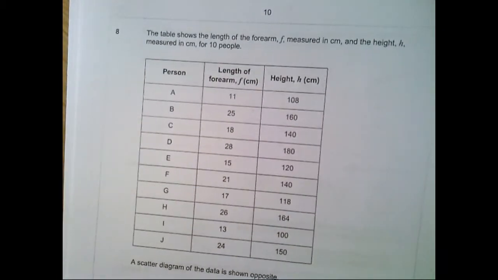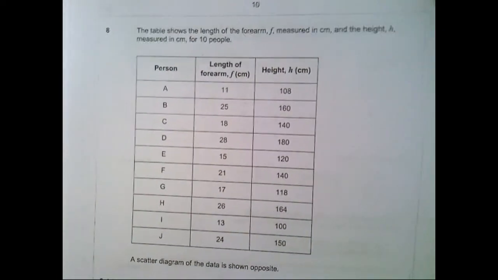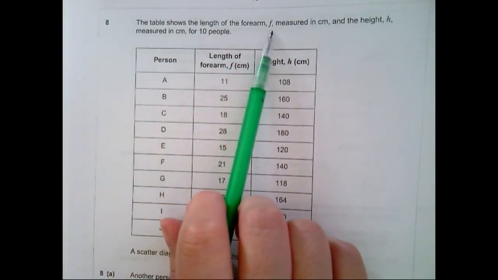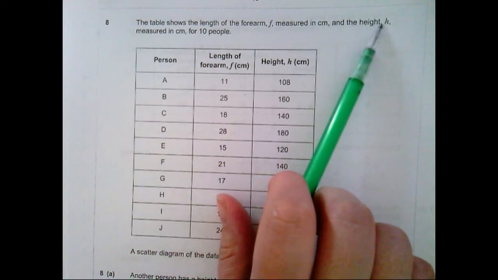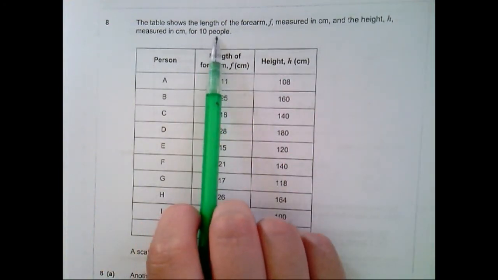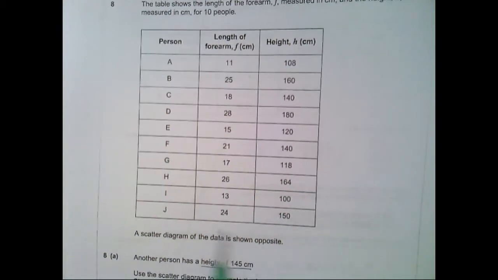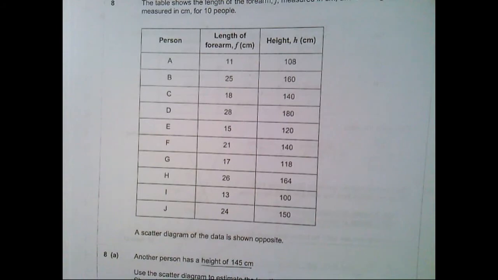Right, question 7, nope, question 8. So the table shows the length of the forearm measured in centimetres and the height for 10 people. So they're measuring the length of their arm and their height to see if there's any comparison between them. So a scatter diagram of the data is shown opposite, so the scatter graph is over there.